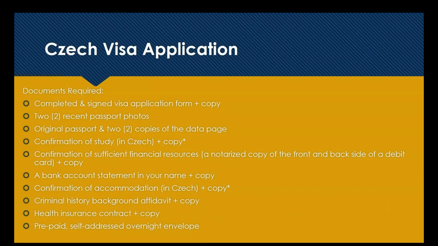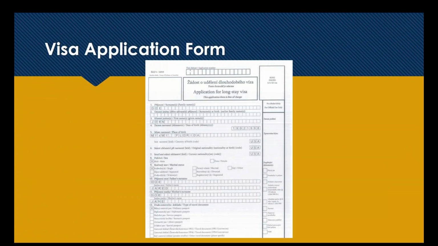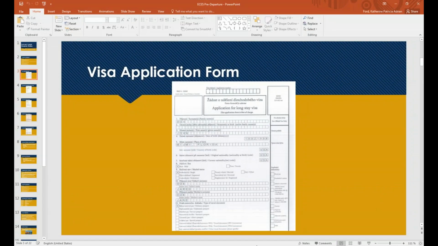So let's get started with the visa application. This is a list of all of the forms or documents that you'll need to put together for your visa application. This entire list can also be found in the ECES pre-departure guide, which was sent to you with your acceptance to the program from Sasha. So I encourage you to reference back to that pre-departure guide to make sure that you have everything. There's a checklist there so you can go through and be organized and make sure that everything is complete. But we'll go through all of the documents step by step so that you can see what needs to be done. The first document is this visa application form.